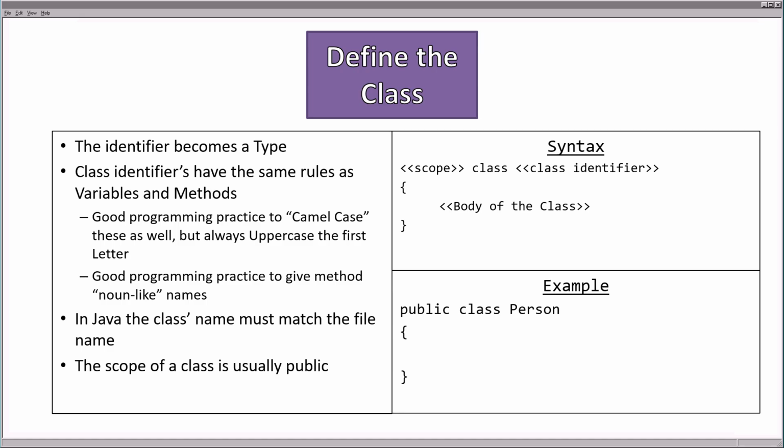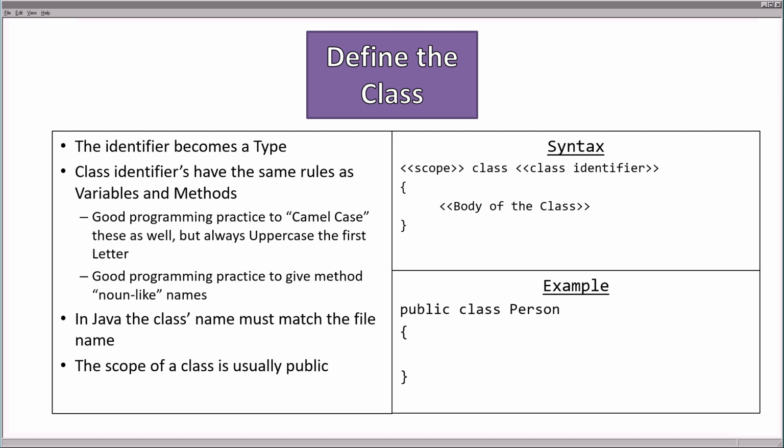First, we need to define the class. Once again, the identifier becomes a type. And the class's identifier has to match the same rules that we found with variables and the same rules that we found with methods, with one slight change. Classes in Java, it's good programming practice to always uppercase the first letter, unlike with variables and unlike with methods.